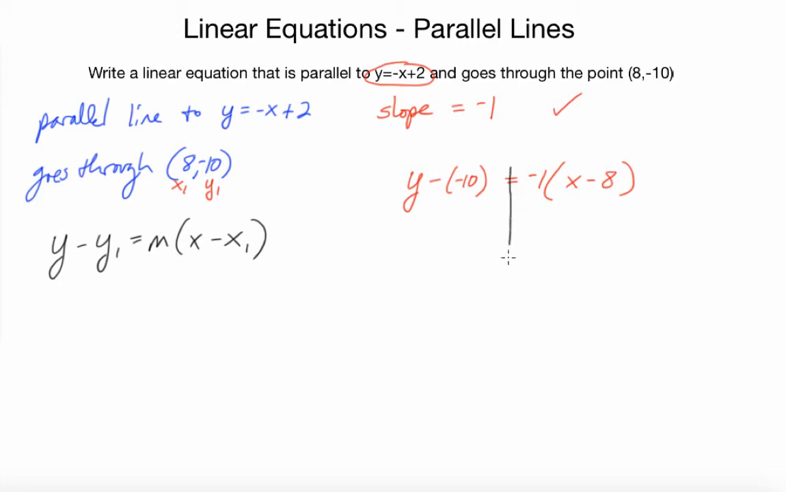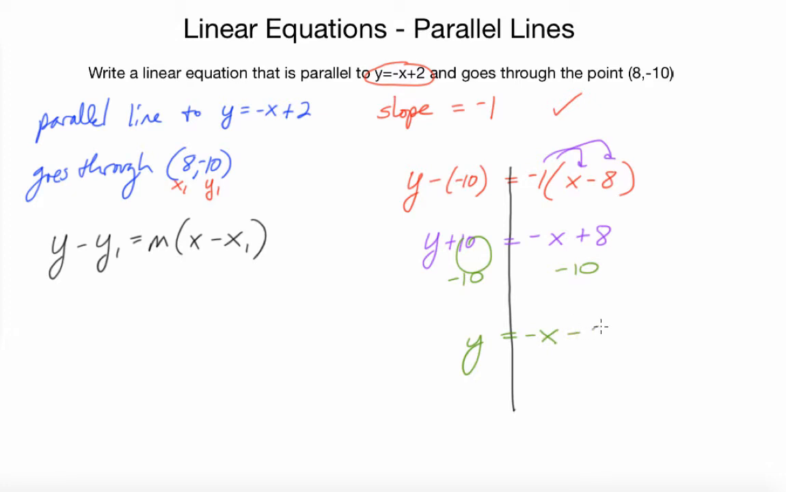Now let's go ahead and simplify this thing down. There's point slope form, but let's go ahead and simplify it all the way down to slope intercept form and just get it nice and pretty looking here. So y minus negative 10, I can rewrite that as y plus 10. And I'm going to go ahead and distribute that negative 1 to get negative x plus 8. And for my final step, I can subtract 10 from both sides and get y equals negative x minus 2. All right, so there we go. There is our linear equation.